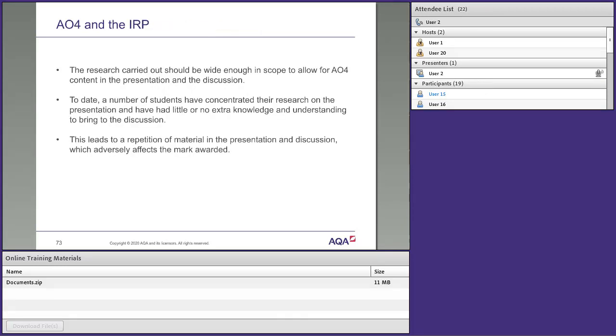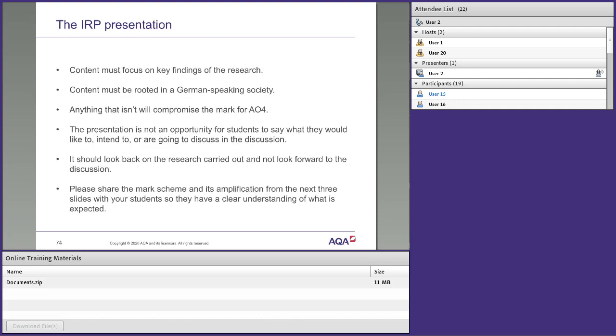The research carried out should be wide enough in scope to allow for AO4 content in both the presentation and the discussion. To date, a number of students have concentrated their research on the presentation and then have had little or no extra knowledge and understanding to bring to the discussion. This can lead to a repetition of material in both the presentation and the discussion, which then affects the mark awarded. Or the teacher runs out of material and then moves on to discussing the same topic, if you like, within England, or in fact the student's personal experience. And again, that doesn't attract those AO4 marks.